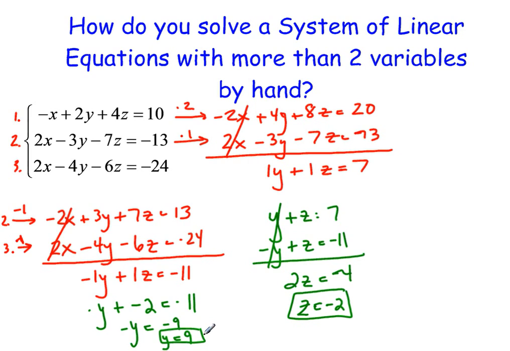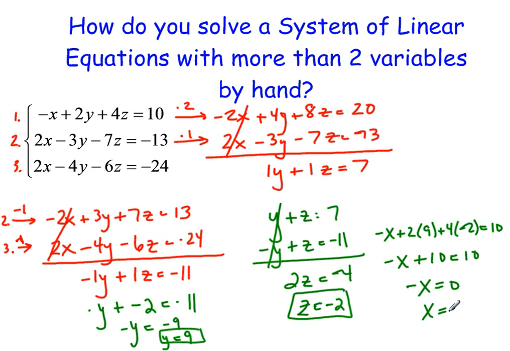But I still have to find x. I can take any of my original equations that have x in it. Let me use the first one. Negative x plus 2 times my y plus 4 times my z should equal 10. So I'm going to get negative x plus 18 minus 8, which is 10, equals 10. If I subtract 10, negative x equals 0, so x equals 0.